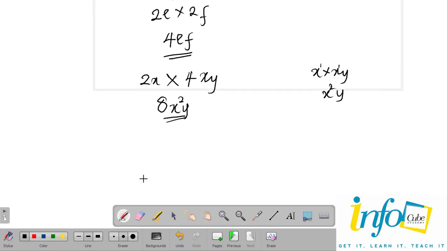Alright, what if you have this 2x squared times 7y squared? What will it give you? 2 times 7 is what? 14. You have x squared y squared when you multiply the 2 letters. So this becomes our answer. Now this is the first part you need to know in multiplication of algebra. In the next episode, we're going to go deeper in it.